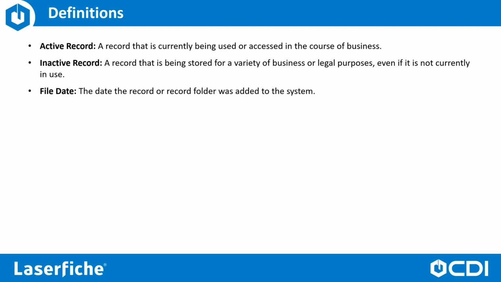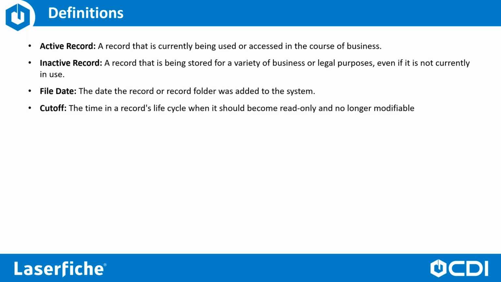File date. This is the date the record or record folder was added to the system. This is important because oftentimes in some of the options you have with records management, the file date will drive how long something is maintained. It's part of a records rule.